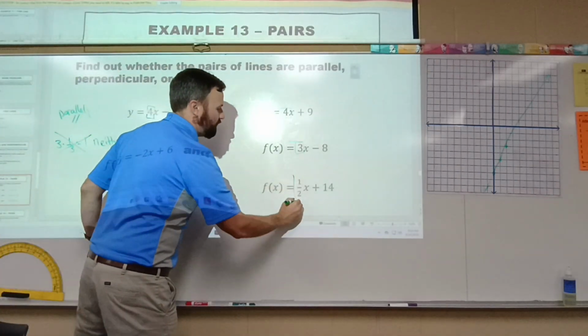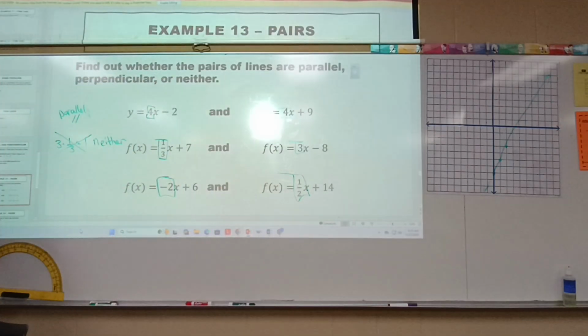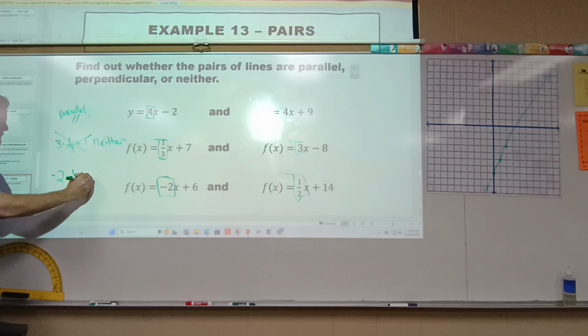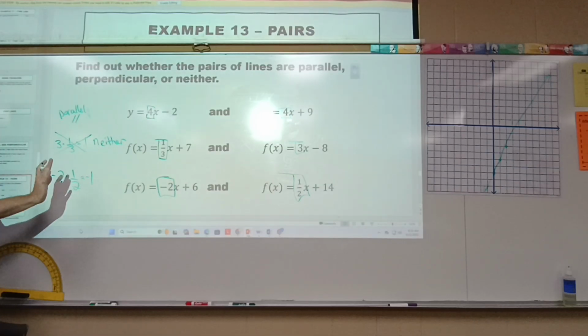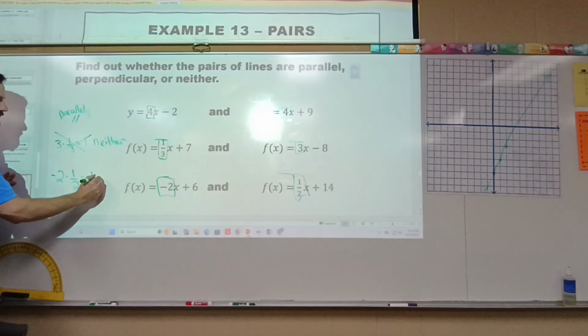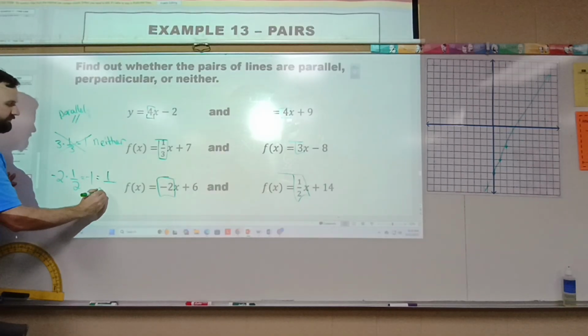All right, -2 and 1/2. So, are they opposite reciprocals? Yes. Is there a way I can mathematically check? Yep. You don't have to do this. I'm just in my brain. Some of you might be taking pre-calc next year, and I want you to understand that this is the proof. So that's perpendicular.